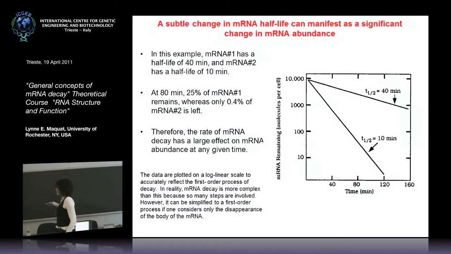So if the number of molecules of each mRNA at the beginning of the transcriptional shutoff is 10,000 per cell, you can see that by 120 minutes, there are about 2,500 molecules of this mRNA left, but only something like 2.5 molecules of this. So concomitantly shutting off transcription and destabilizing an mRNA is a very effective way to shut off gene expression.